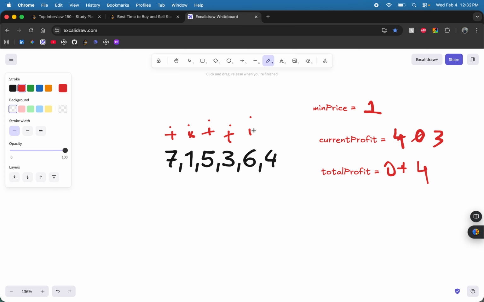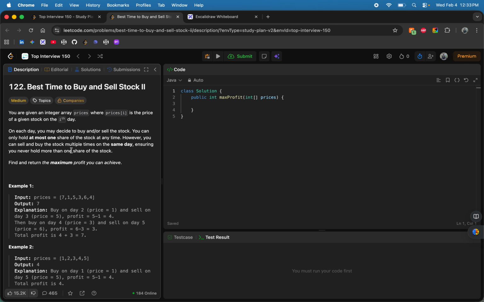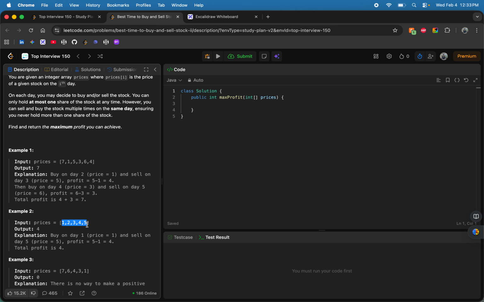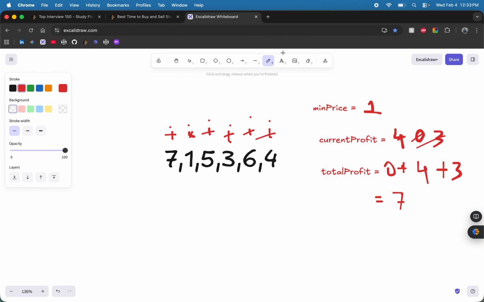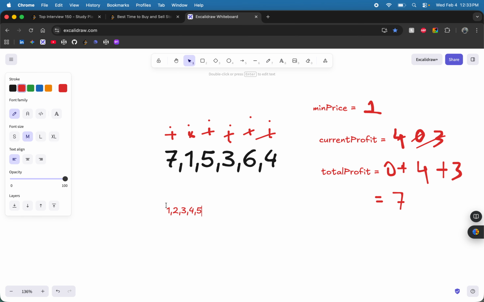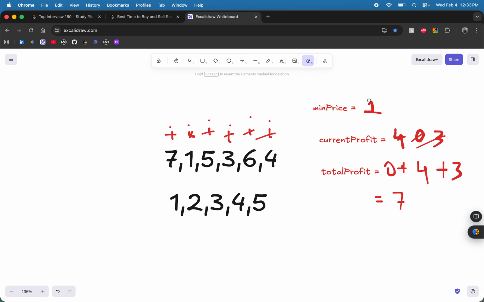We come here, we see that this is smaller than the previous one, so that means we have to buy again, so we have to add the current profit to this. All right, 3. Now this is done, so the total profit will be 7. Got it? So let's try to do it by one more example, this one. Right, let's remove all this.